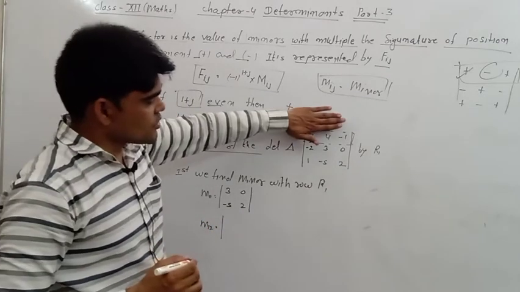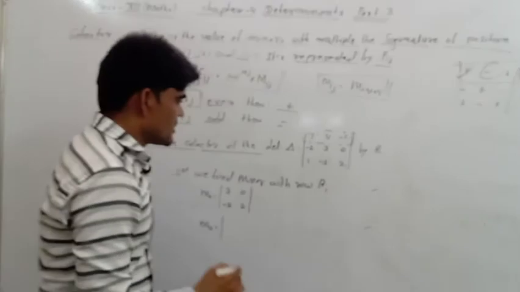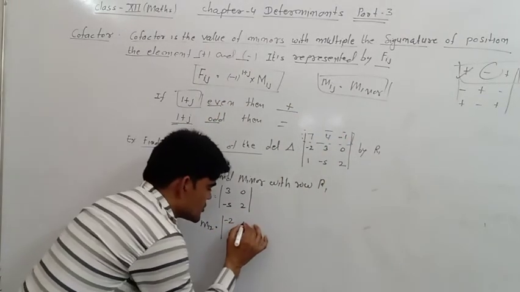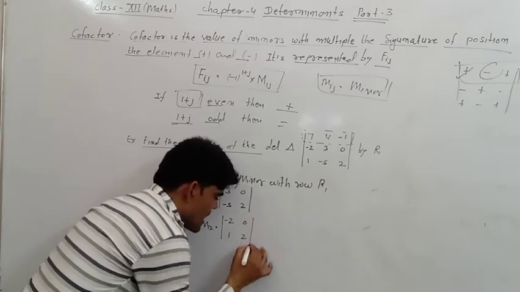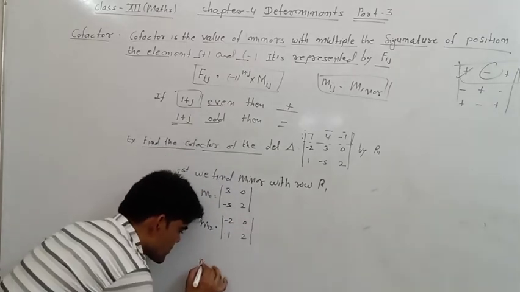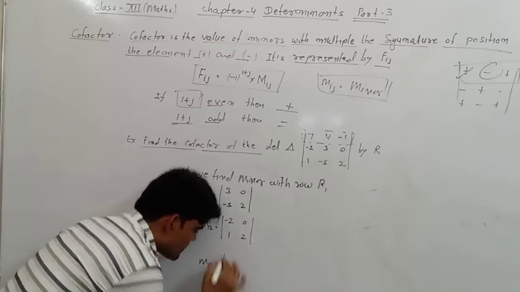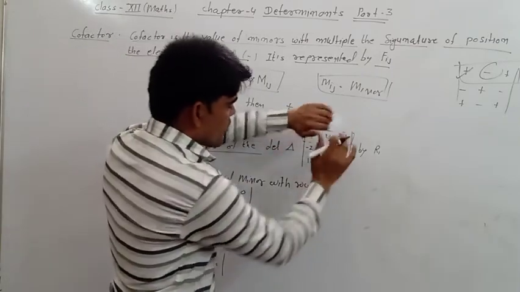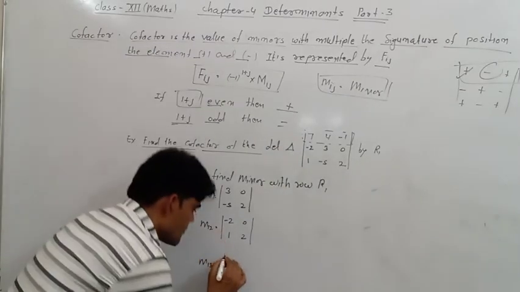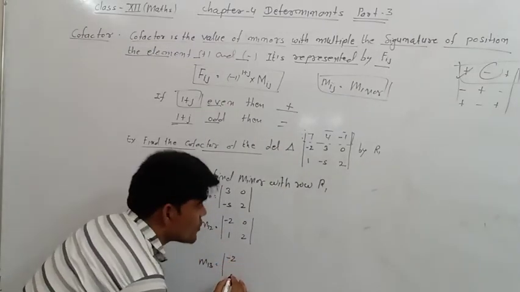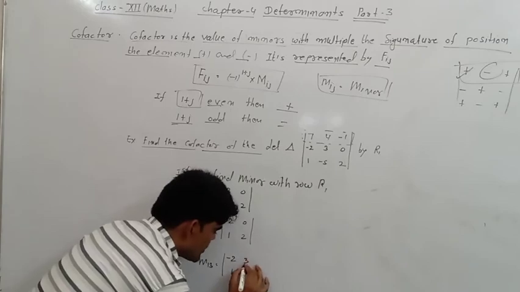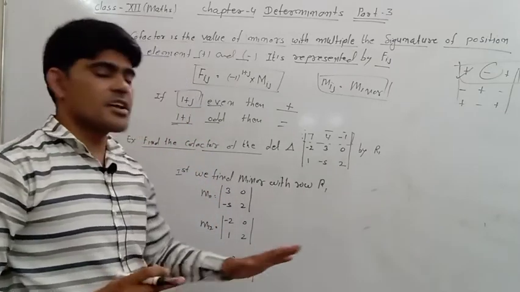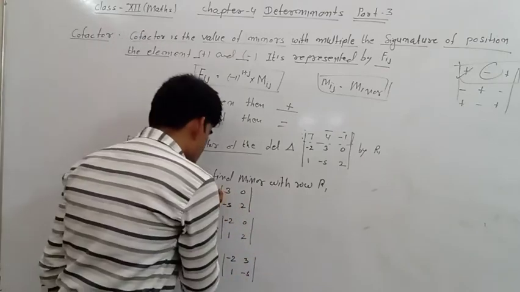And the next, M12. This row is deleted and this column is deleted. Then we get minus 2, 1 and 0, 2. And next we find the minor M13. It means the first row is deleted and the third column is deleted. Then we get minus 2, 1 and 3, minus 5. These are the minors of the given determinant.